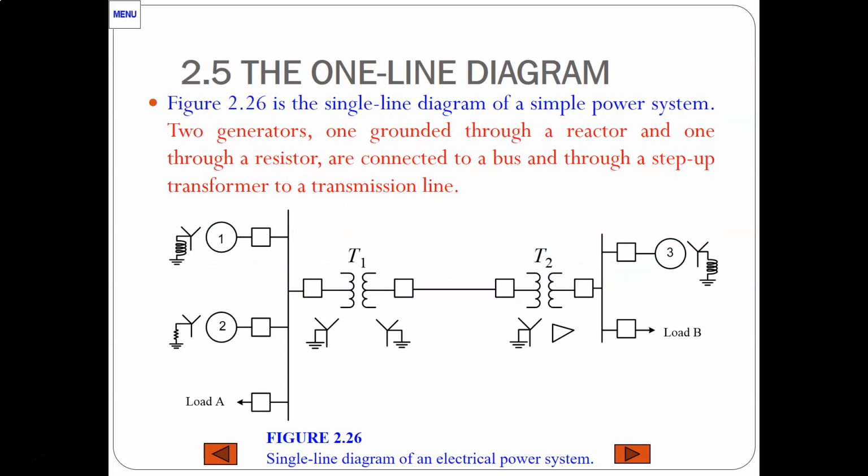Here is an example of a single-line diagram, a little like the earlier example. However, now we have a generator on this side also. You can see there are two transformers, a typical line, two generators here and a load. This is the way to typically represent a power system, especially in the load flow case.